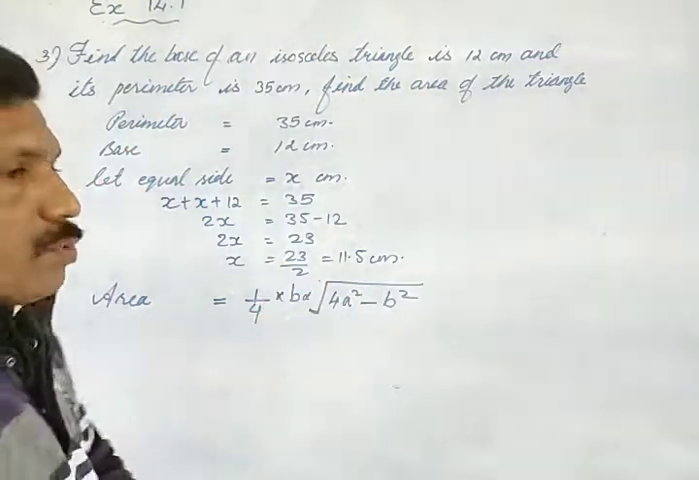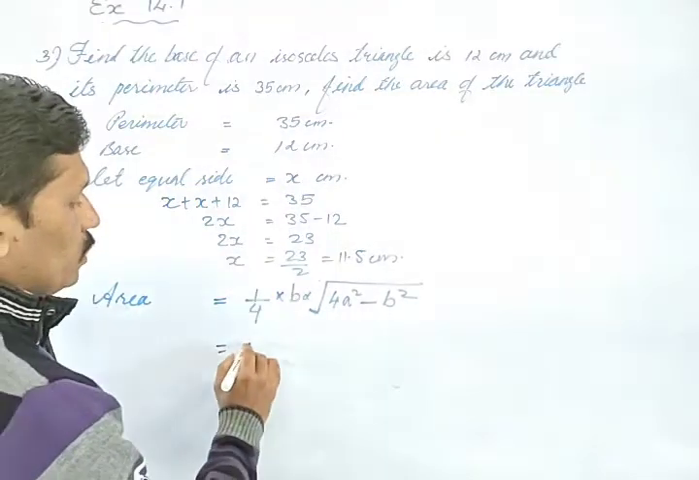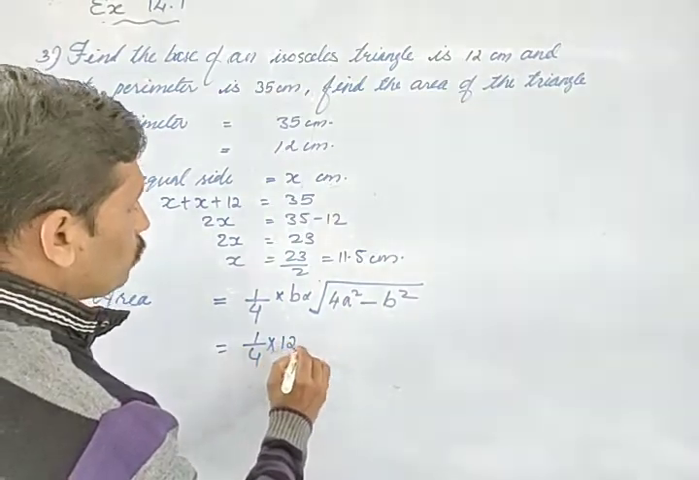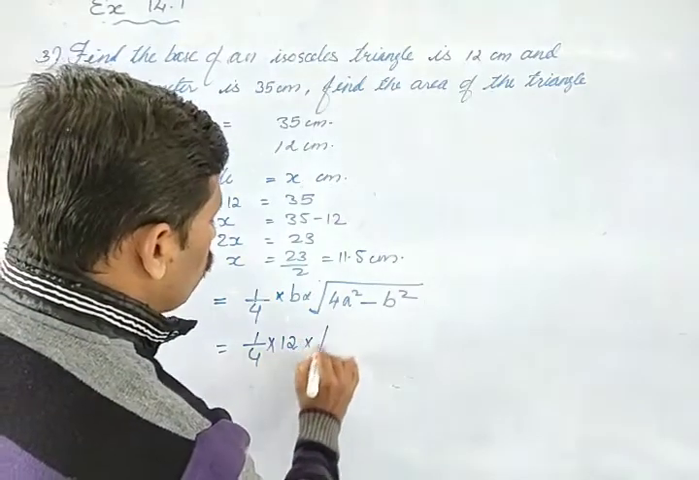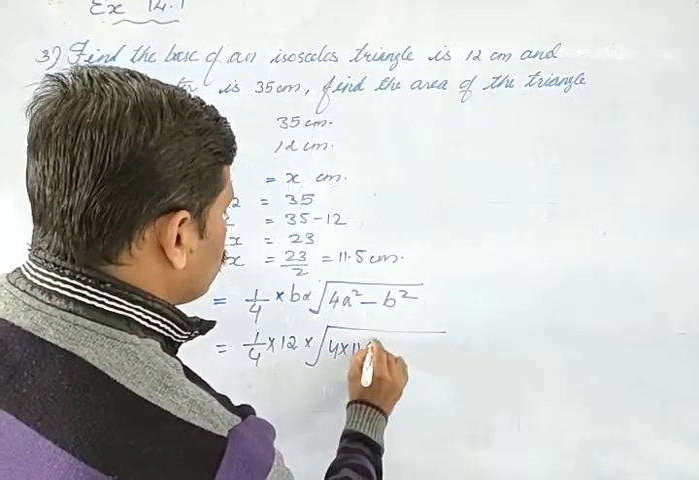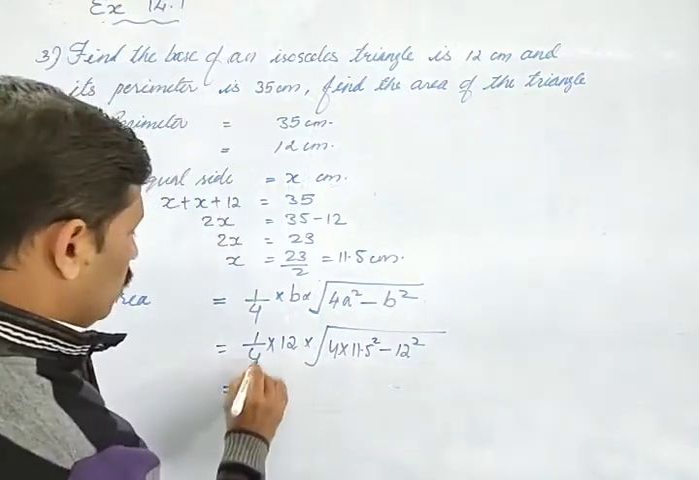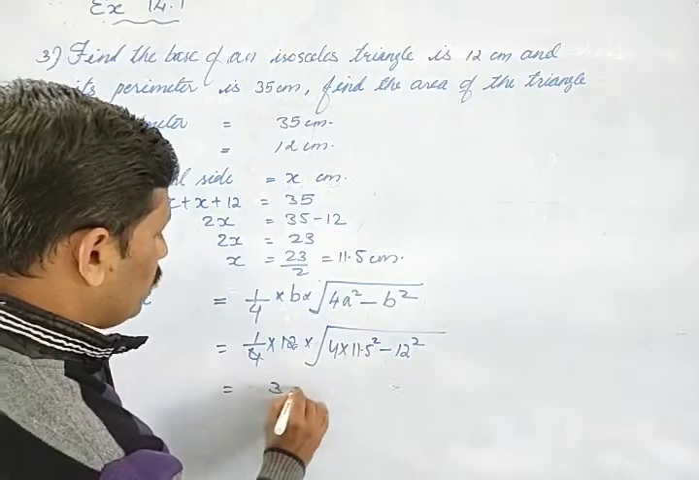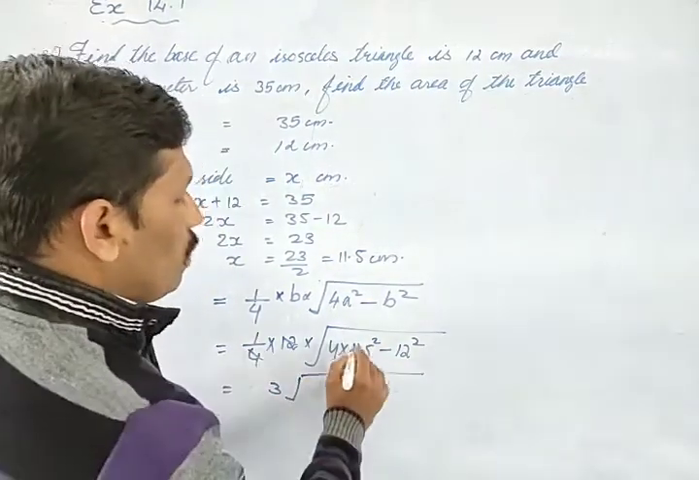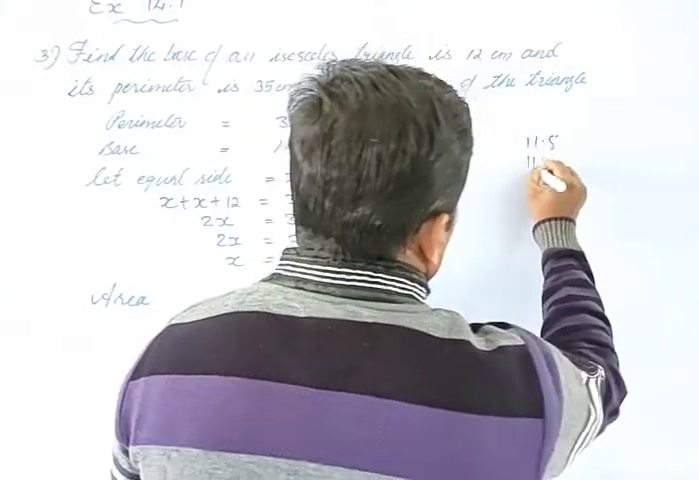So now we apply this value in the formula, that is area is equal to 1 upon 4 into base. 1 upon 4 into base we have taken as 12, into root of 4 into 11.5 square minus 12 square. Here we can cut, then we get 3 into root of 4 into 11.5 square minus 12 square. But we multiply 11.5 into 11.5.